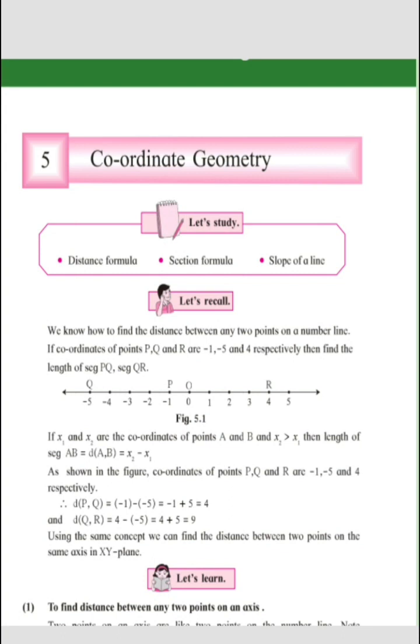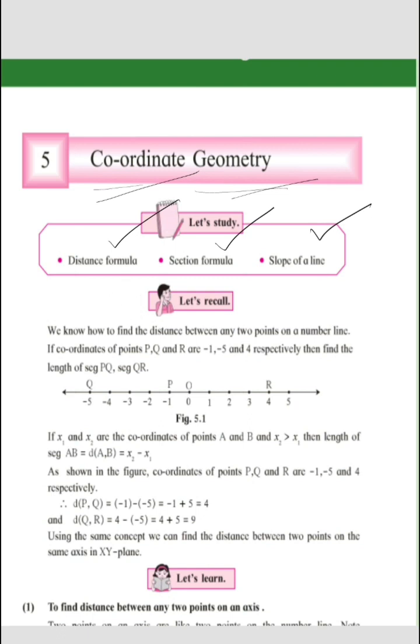So first of all, here we are going to discuss the chapter. The name of the chapter is coordinate geometry. Okay students, in this chapter we will discuss three subtopics, that is distance formula, then section formula, and at last slope of a line. So we will be discussing these three subtopics. First of all, let's discuss distance formula.